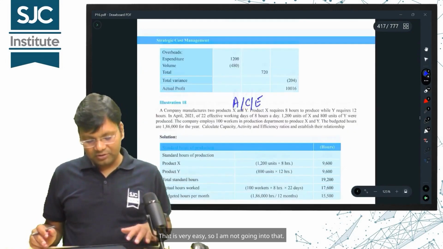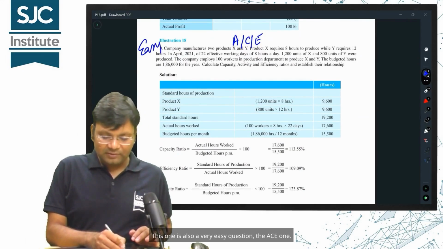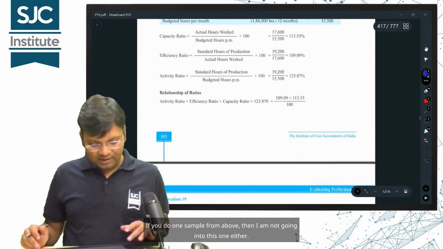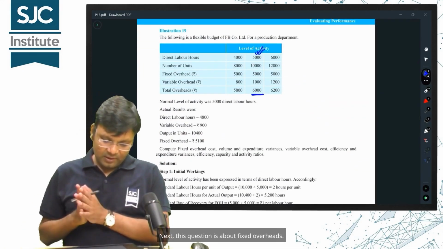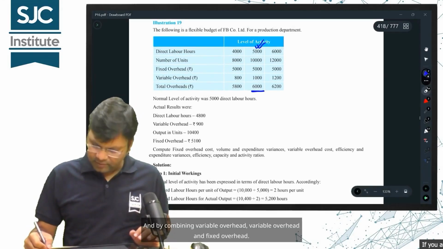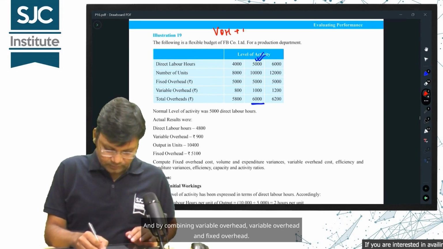That is very easy, so I am not going into that. This one is also a very easy question, the ACE one. If you do one sample from above, then I am not going into this one either. You should try practicing this yourself. Next, this question is about fixed overheads, and by combining variable overhead and fixed overhead.